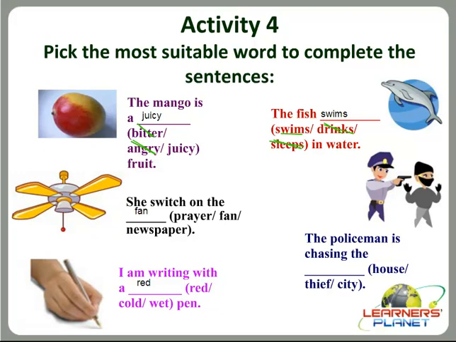Alright students, the next sentence. The policeman is chasing the house, thief or city. Look at the picture. There is no house, there is no city. The correct answer is thief. The policeman is chasing the thief. So the sentence becomes, the policeman is chasing the thief.